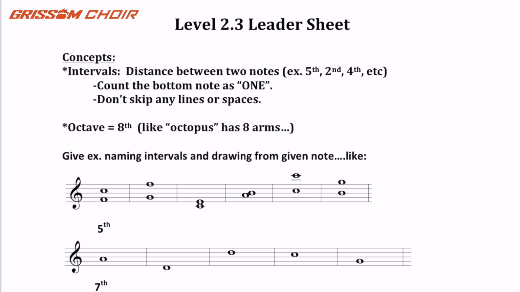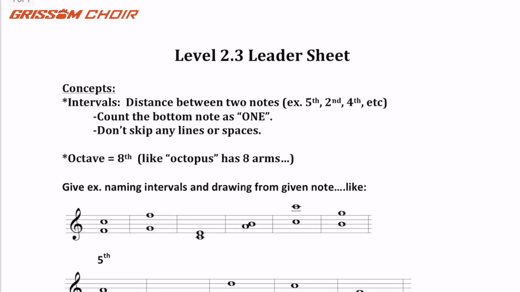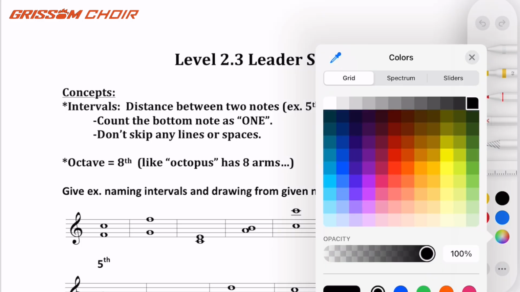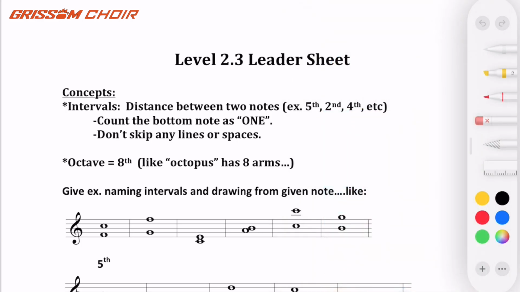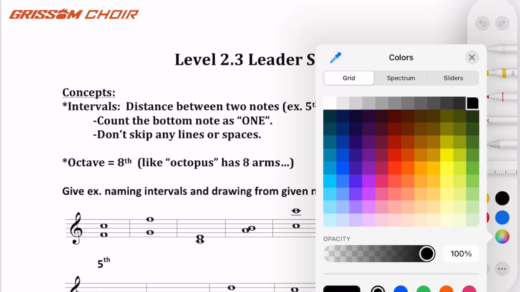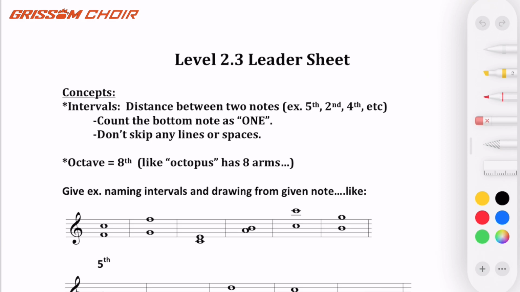The main concept in this review is intervals. An interval is a distance between two notes. There are several different kinds of intervals that we may have. Some of those that are already written here: a fifth, a second, a fourth. There's also a third, a sixth, a seventh, and then also what's written down here, an octave. We call an eighth an octave, or an octave an eighth.